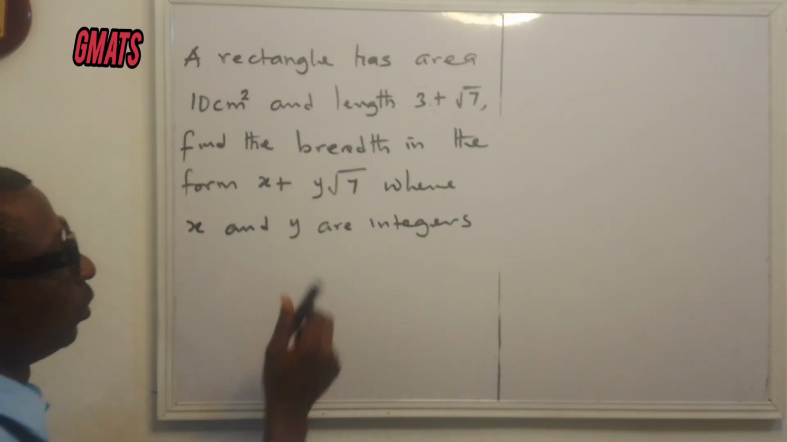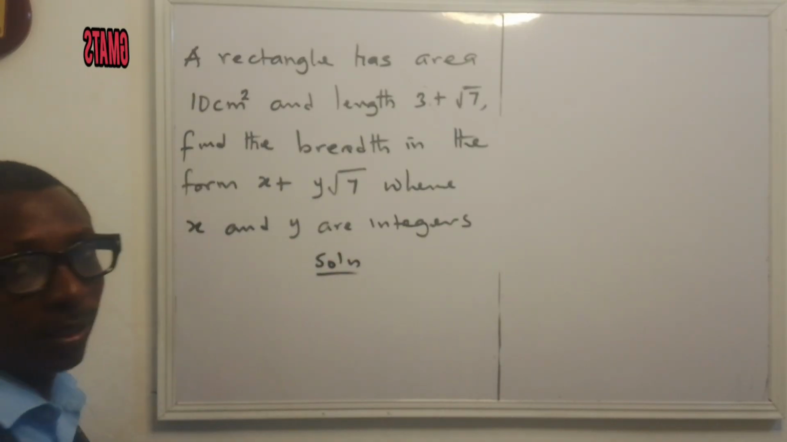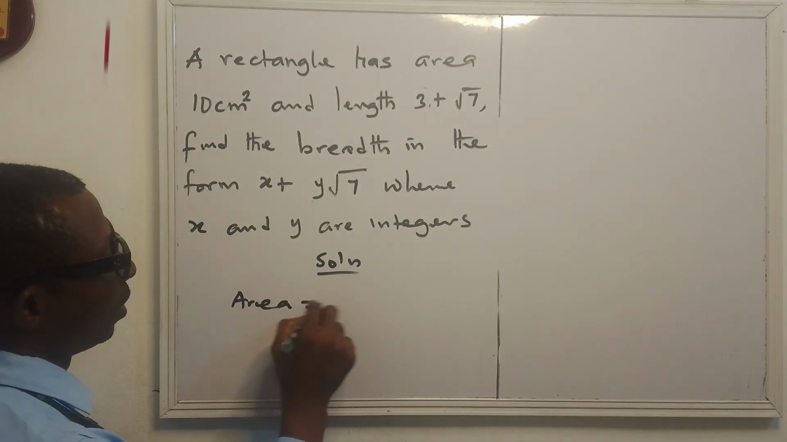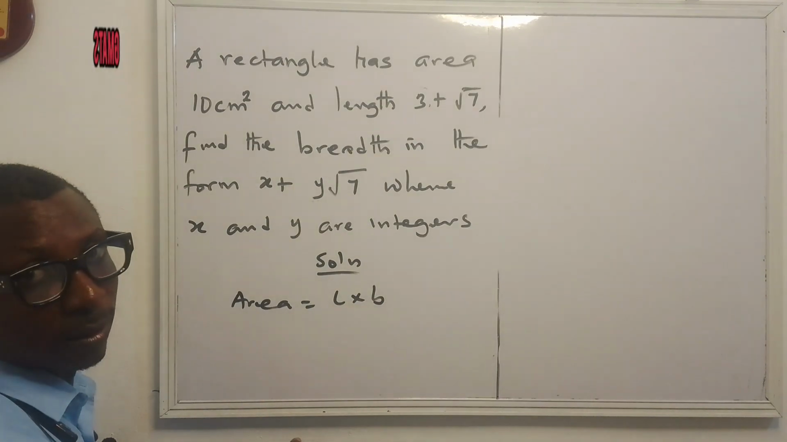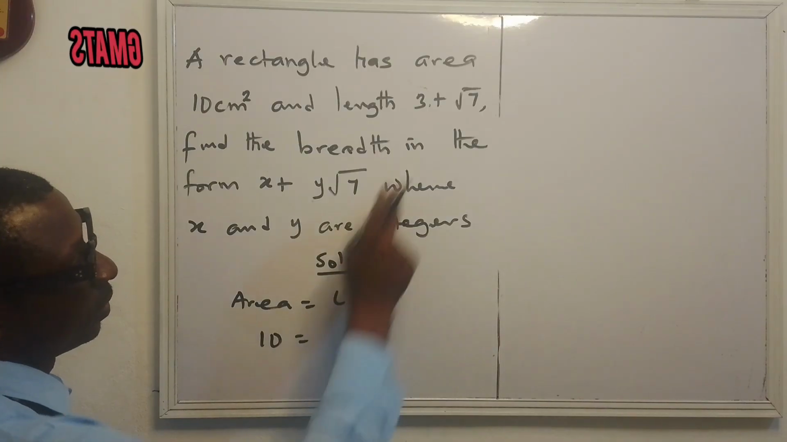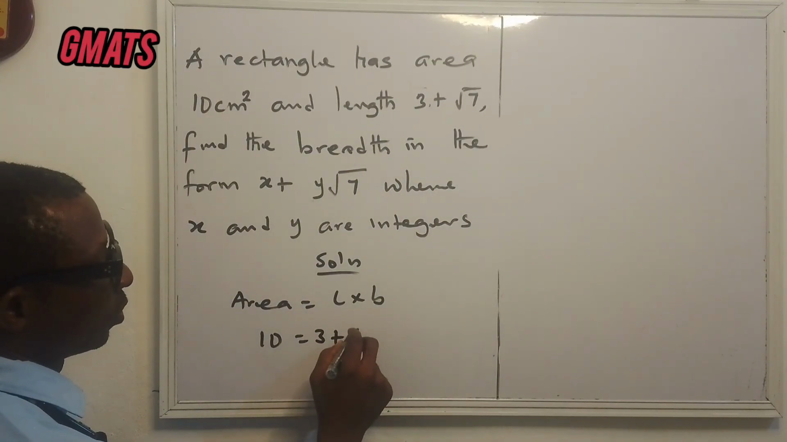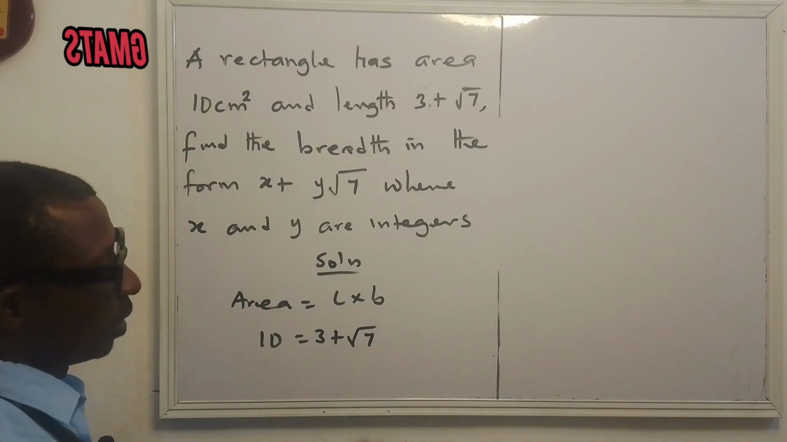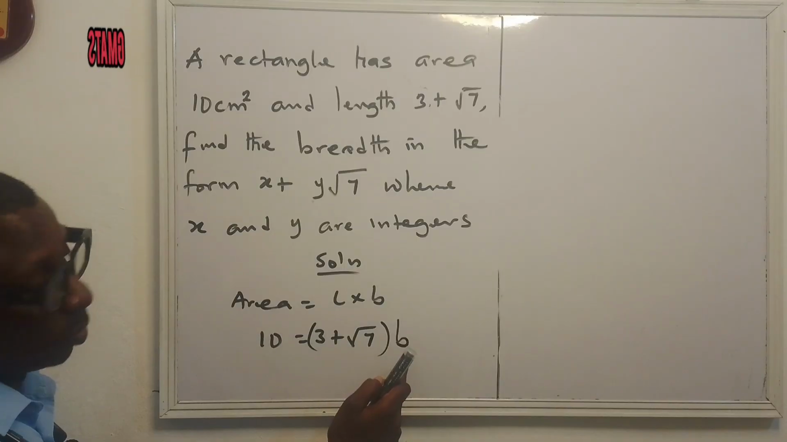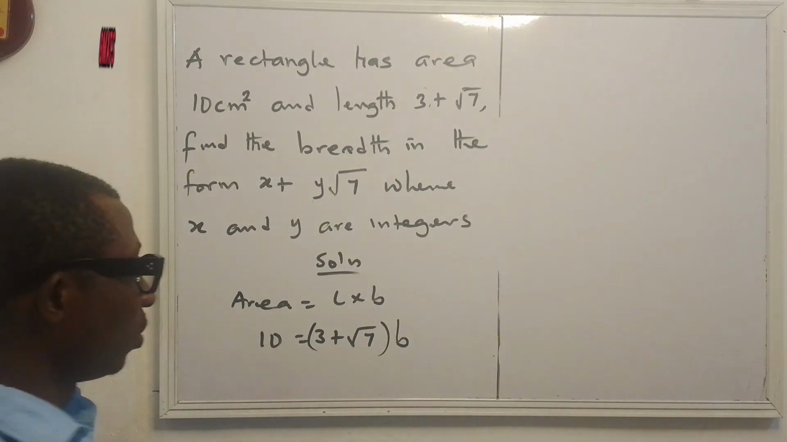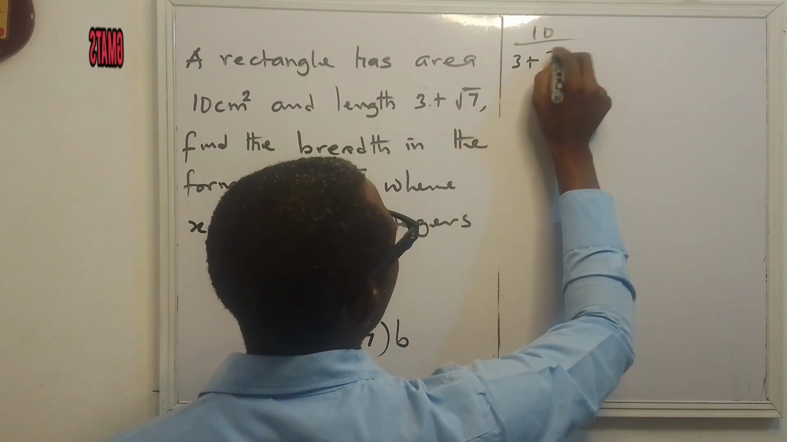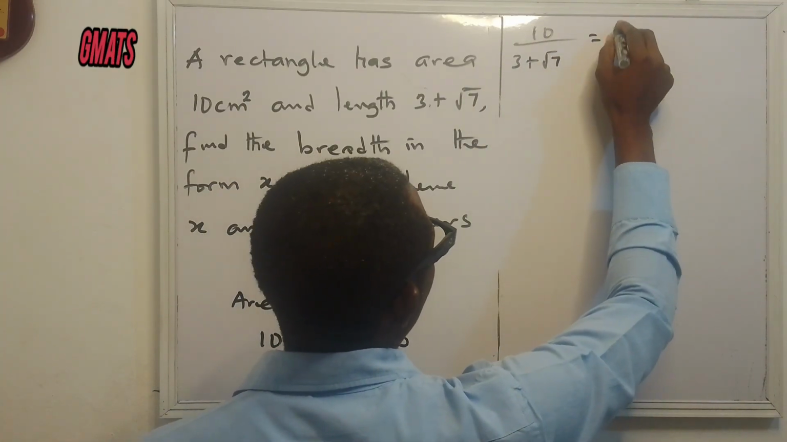All right, the first thing is to know the formula for calculating area of a rectangle. Area of a rectangle equals length times breadth. The area has been given to be 10, and the length is given to be 3 plus square root of 7, times the breadth b. So we want to get the breadth, so you divide both sides by the coefficient of b. So we have 10 over 3 plus square root of 7 equals b.